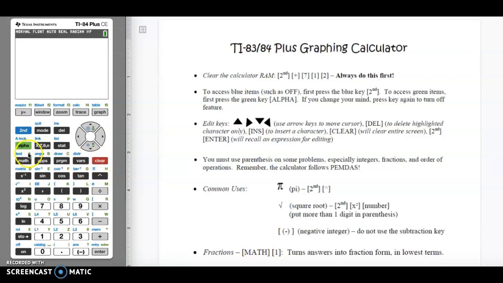You can do the same thing with your alphabet, so A, B, C, D, E, F, G. You can see them all in here. If you hit alpha and then the button, it will give you that letter that's associated with that button.